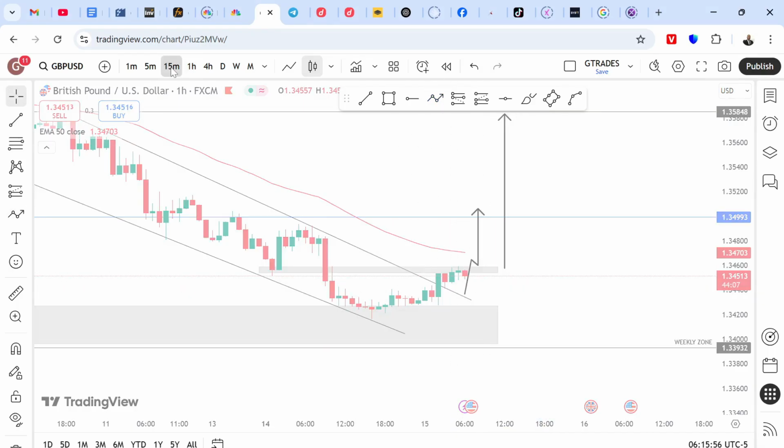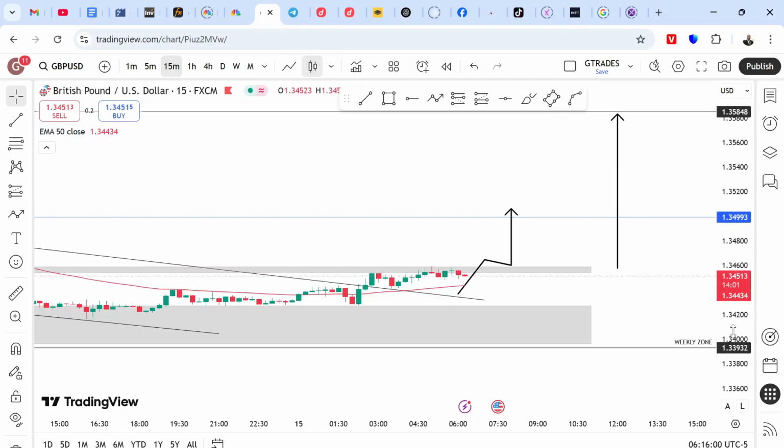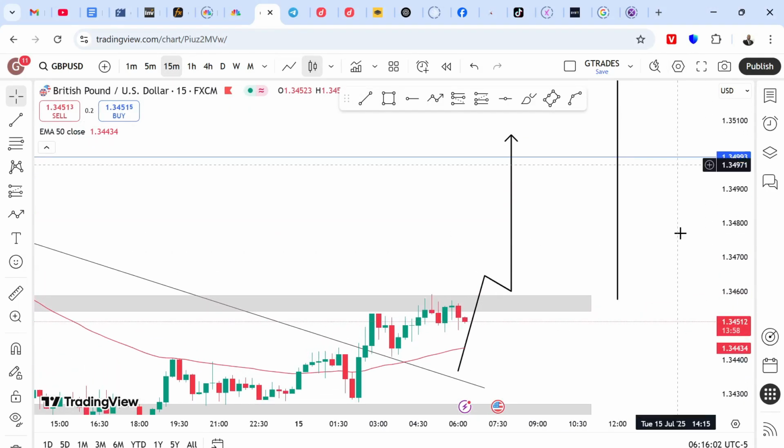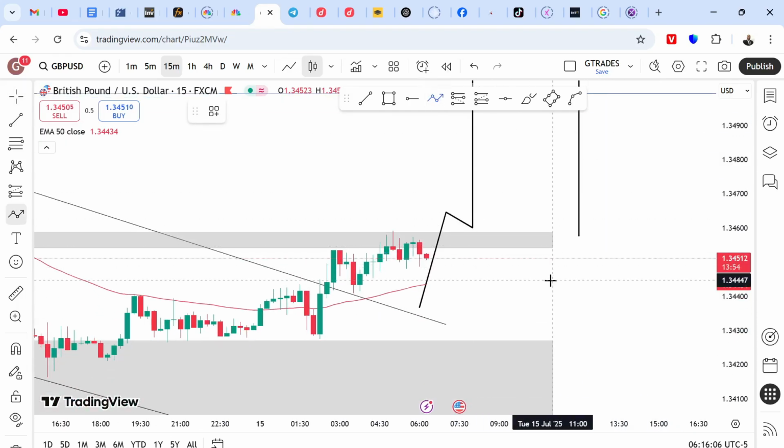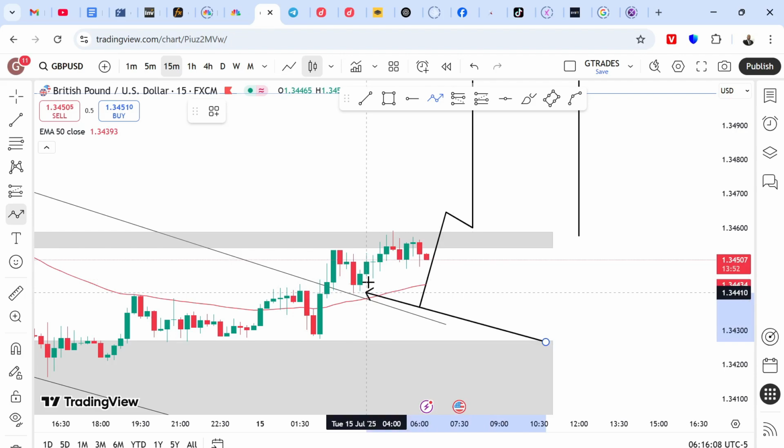So let's go to the 15-minute time frame and see what we can potentially be looking for. Now on the 15-minute time frame, what do we have here? You can see that price is finding its way to break this particular resistance. Several times price has been attempting to break it, but right now, because of the news, that is why you are seeing this reaction here.